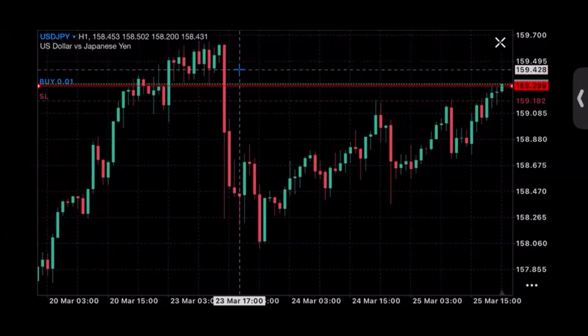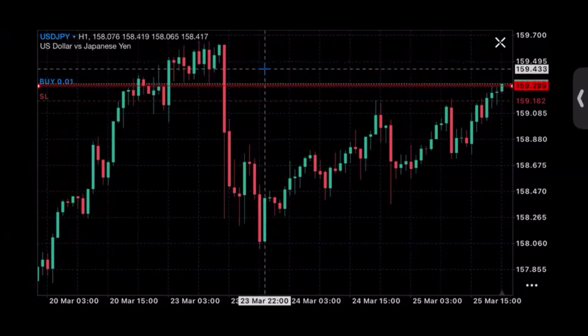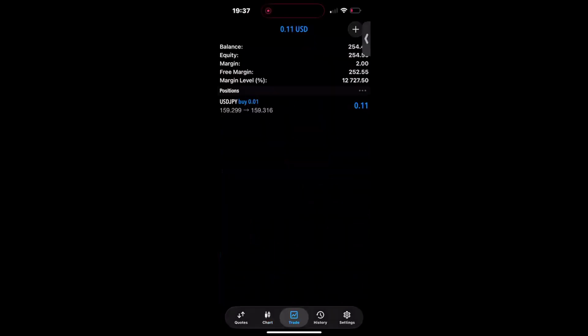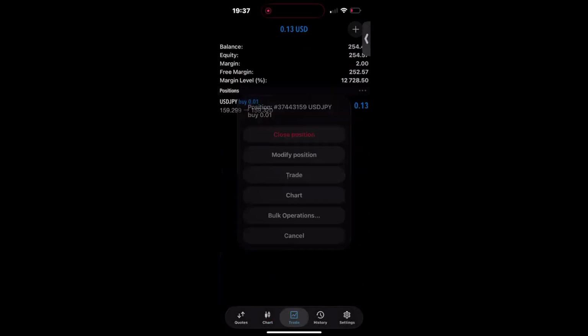This gives me a 1:1. If I compare it to my stop loss, if I take my take profit here, it's not bad, right? At 159.433. So I go back to modify, 159.433.